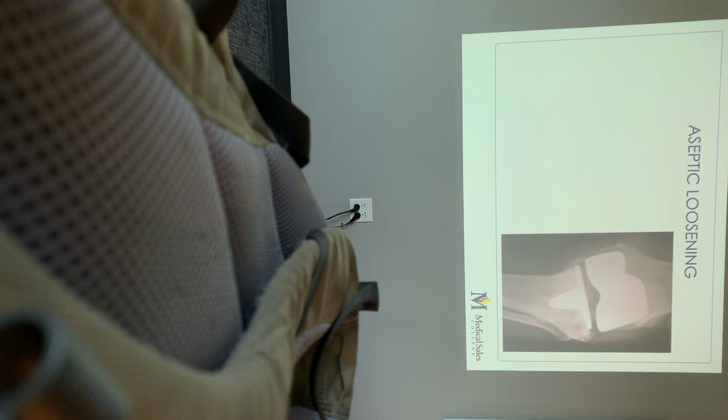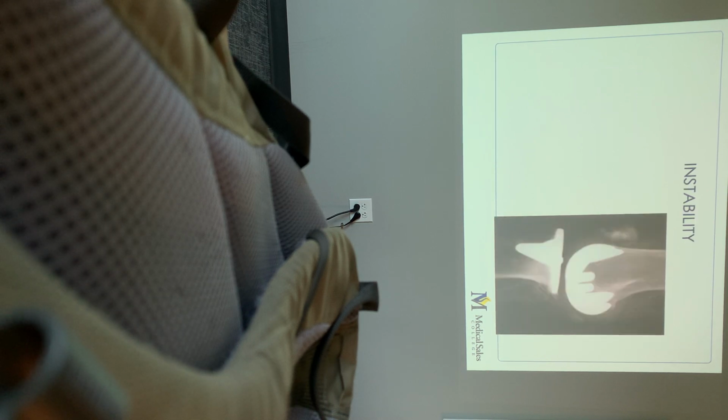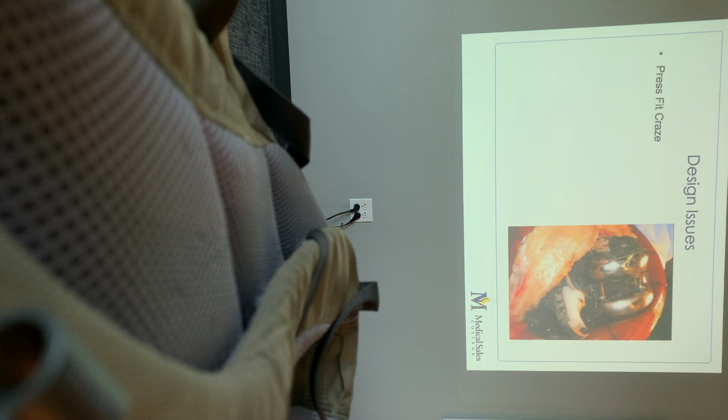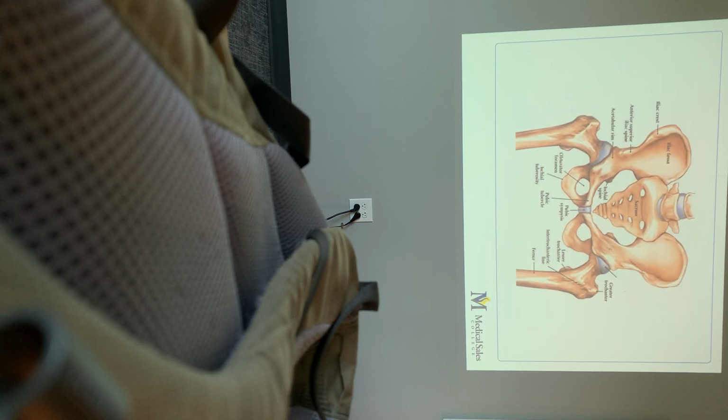And aseptic loosening, ingrowth failure, malalignment, whatever, and instability, ligamental balance. That's what we're talking about a lot now. It's the way soft tissues around the joint are tensioned correctly and balanced, and making sure that the tibial rotation and the patellofemoral tracking is correctly aligned. And of course, we've had design issues with the press fit, the pegs and the beads and materials.